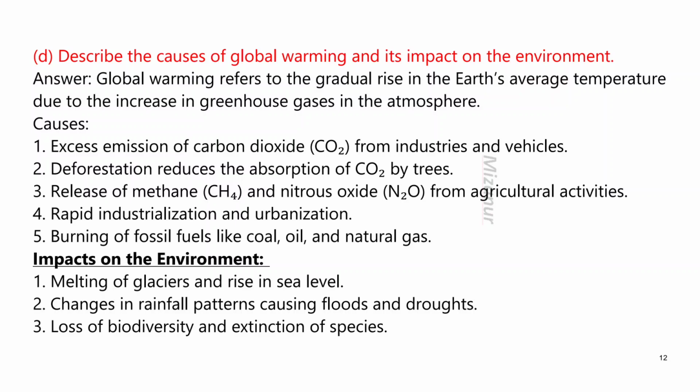Now, global warming impacts on the environment. Number 1. Melting of glaciers and rise in sea level. Number 2. Change in rainfall patterns causing floods and drought. Number 3. Loss of biodiversity and extinction of species.